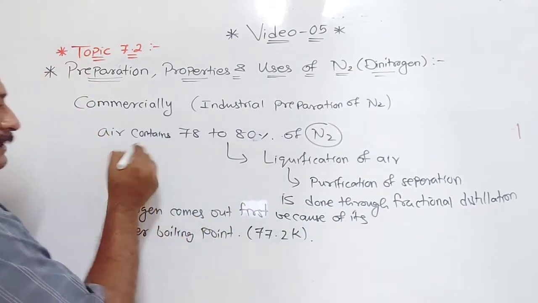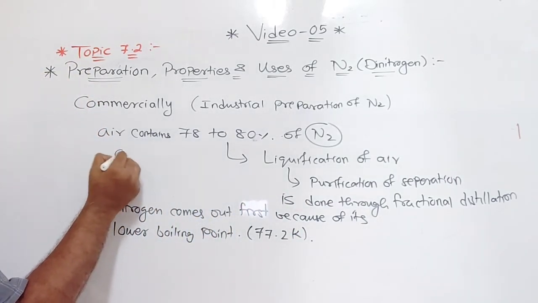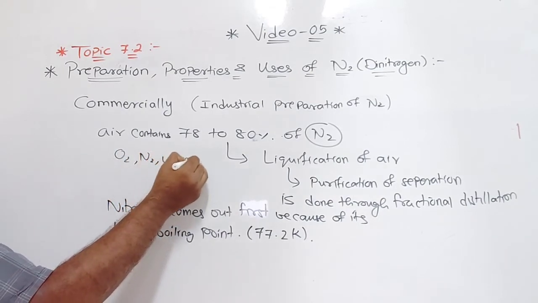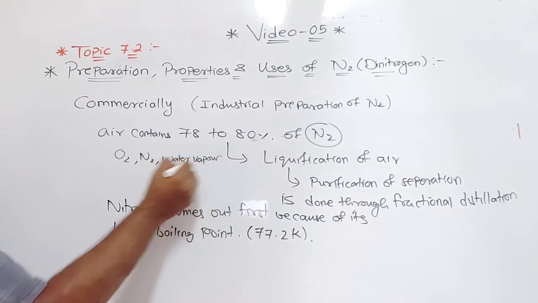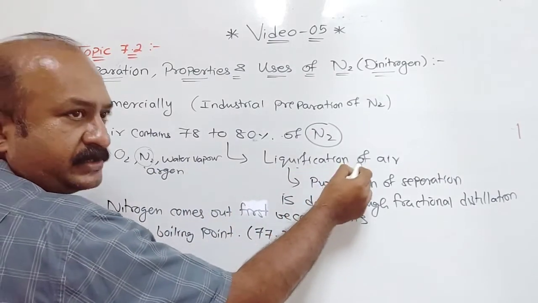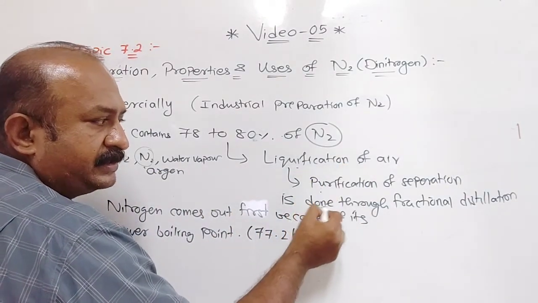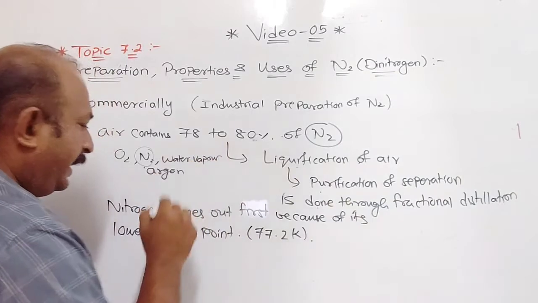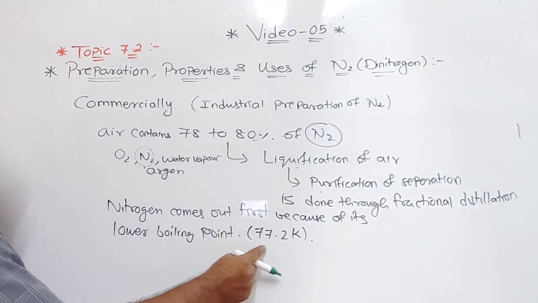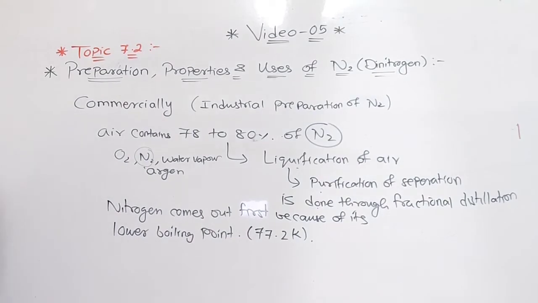Understood? We know air is a mixture. In that mixture, oxygen is there, nitrogen is there, water vapor is there, argon is there. This is all a mixture. Out of that, we want to separate N2, and that is done through liquefaction of air. Further purification is done through fractional distillation, and nitrogen comes out first in this liquefaction because it has the lowest boiling point, that is 77.2 Kelvin.